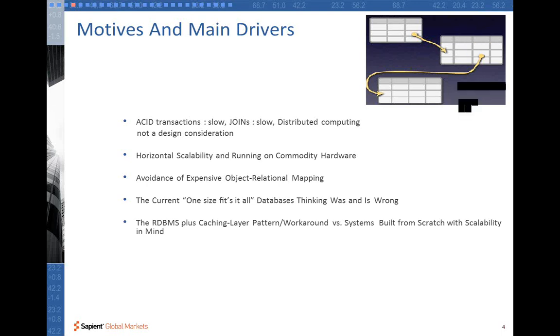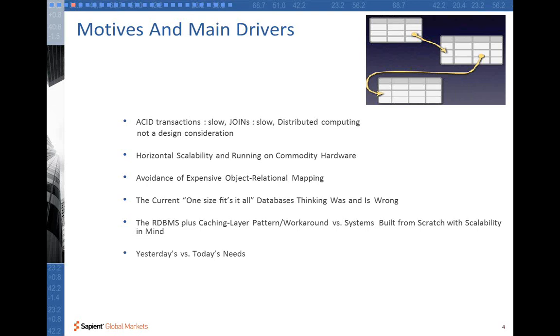The RDBMS plus caching layer pattern was a workaround for a system not built from scratch with scalability in mind. In a relational database dominated world, scalability was an issue of leveraging MySQL and Memcached. Now, by the time we have implemented a Memcached, replicated, sharded database architecture, there is not much of the relational database left. Not only have the salient and most desirable features of the RDBMS been lost, but we have also created a maintenance nightmare.